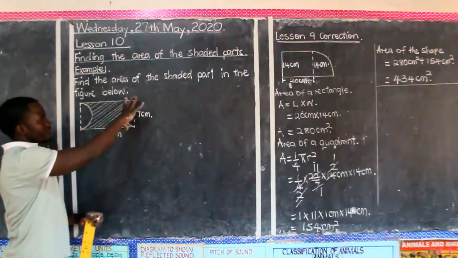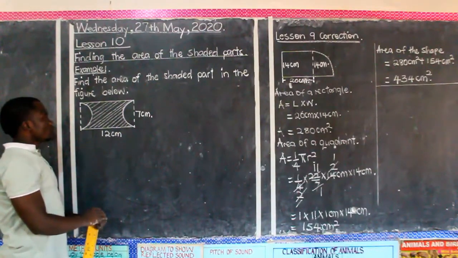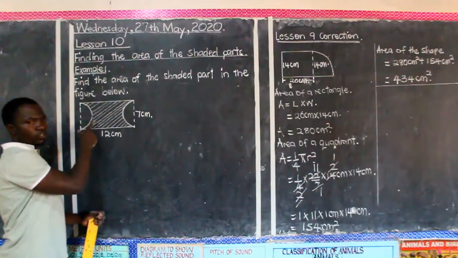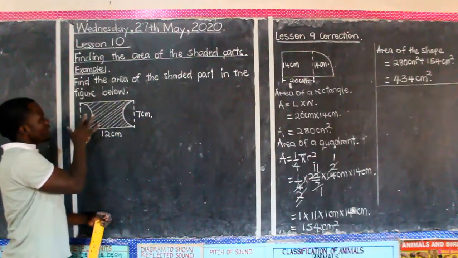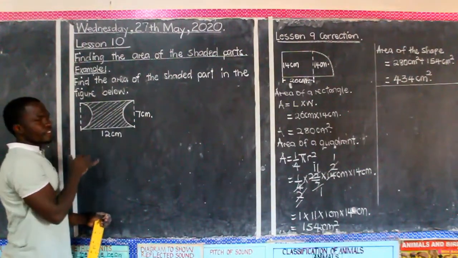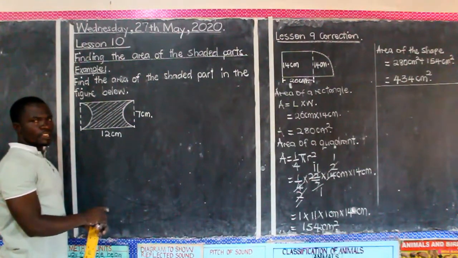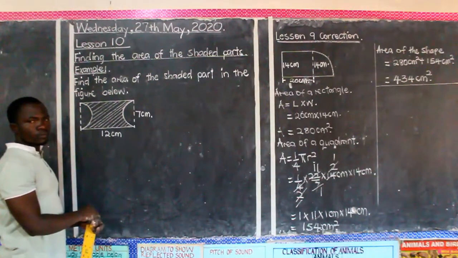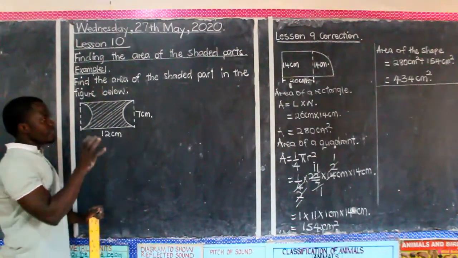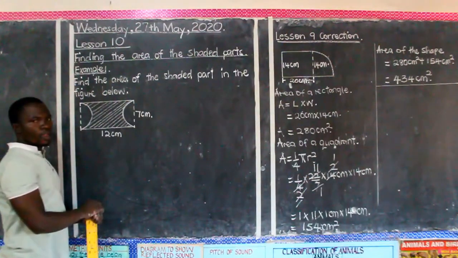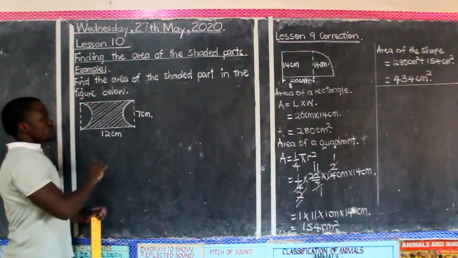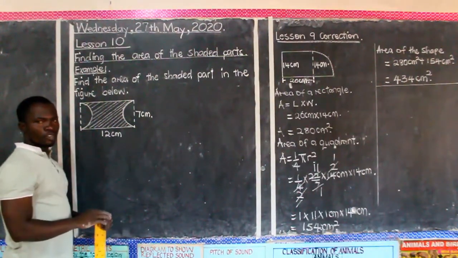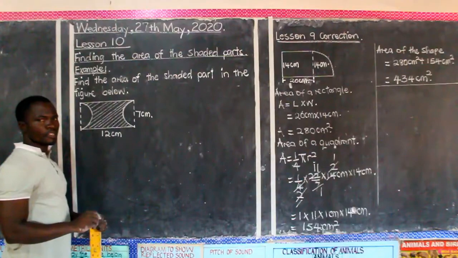After getting the area of the rectangle, you also go ahead and find the area of this semicircle, and also get the area of this semicircle. With this, the areas of these semicircles, add them. Then after adding, subtract from the area of the rectangle. In simple terms, get the area of the outer figure, get the area of the inner figures, then you subtract. You will have got the area of the shaded part.